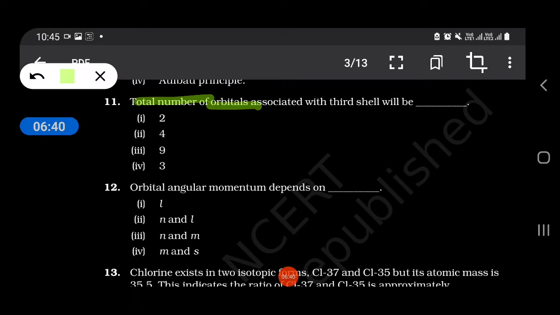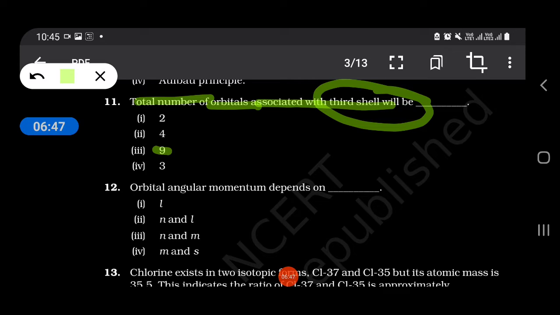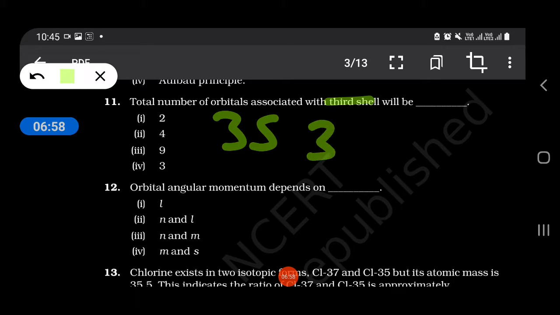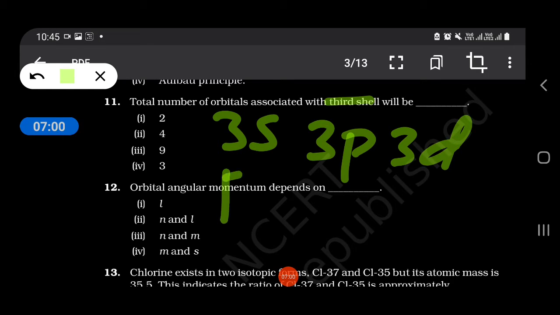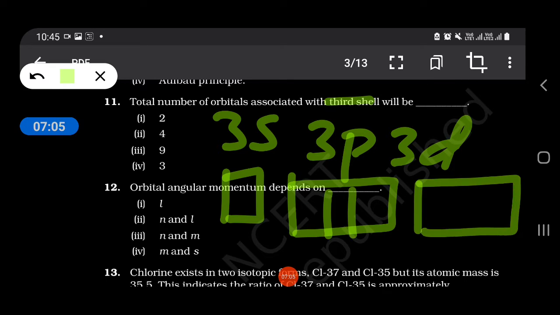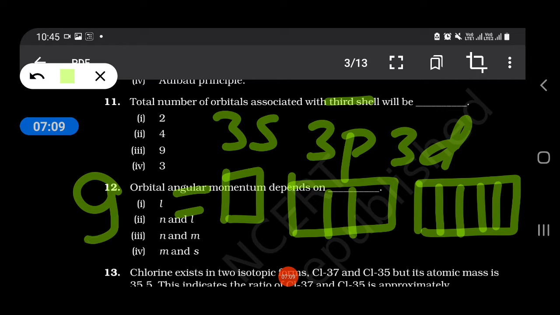The total number of orbitals associated with the third shell will be 9. How? Because it's n square. For the third shell it will be 3s, 3p and 3d. When you count, s is one box, p is 3 and d is 5: 1, 2, 3, 4, 5. So how will it be 9? Okay, so our answer is 9.